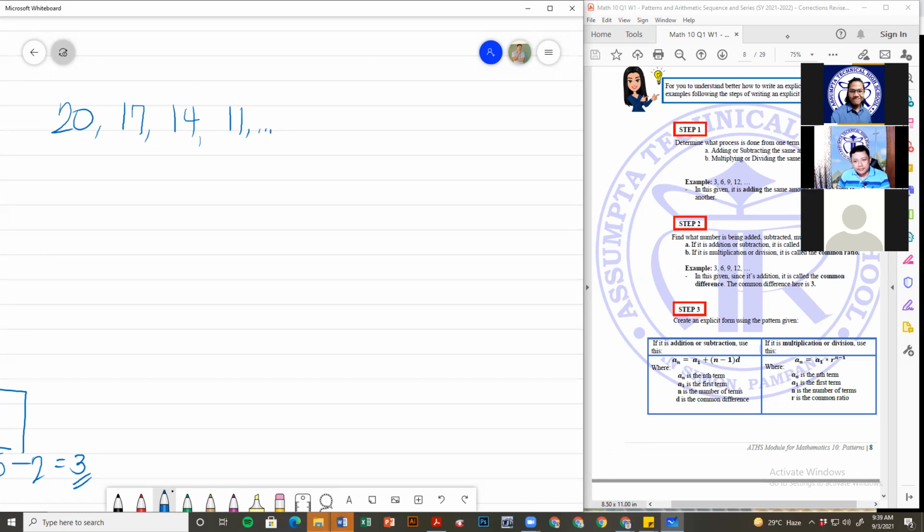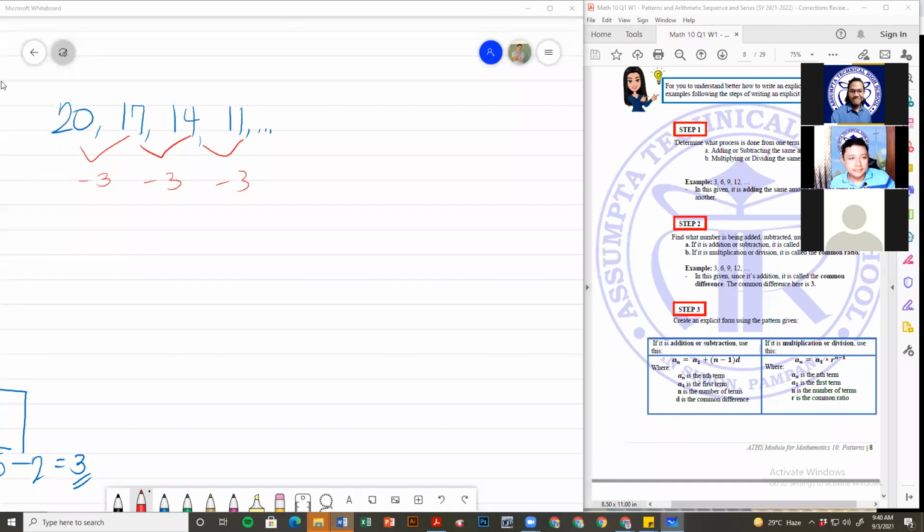Okay, -3 is the pattern. Yes, we are subtracting 3. Correct. Minus 3. Minus 3. Minus 3. Now, make your own explicit form. Your choice, which process? Will you use the formula or will you use another way? Game. I'll wait for your formula.